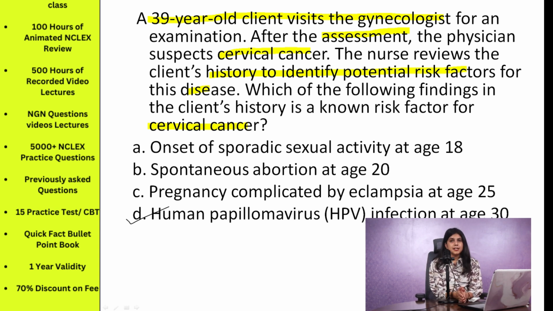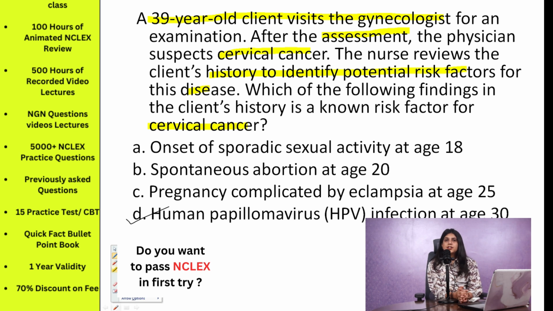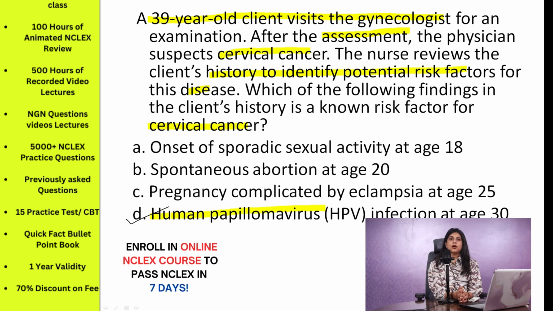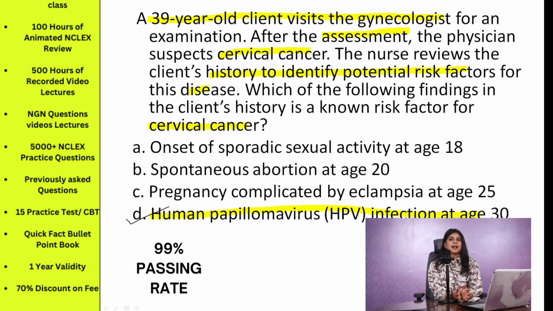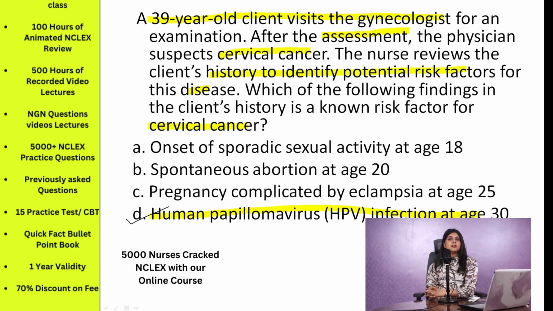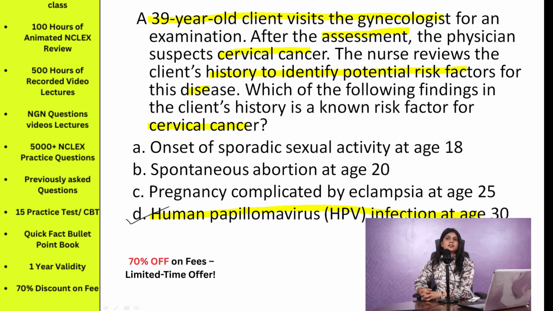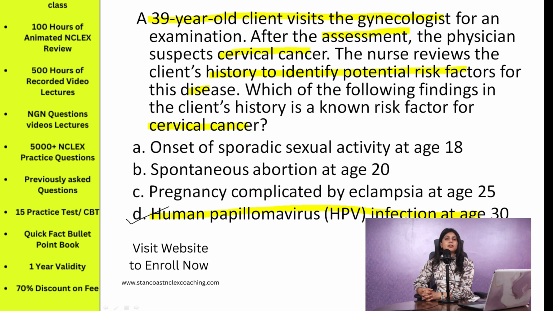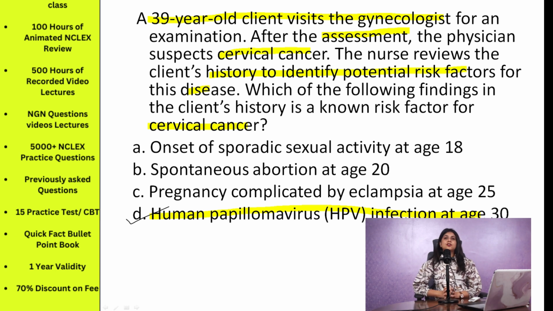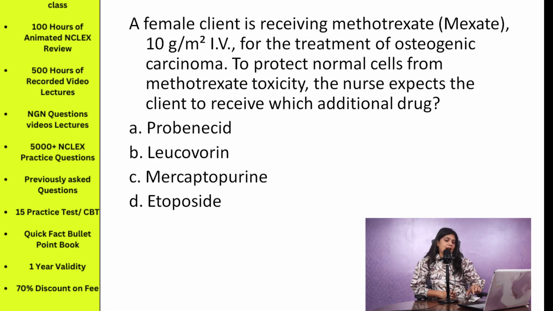Correct answer: D. Human papillomavirus infection is a major risk factor for cervical cancer. Option A. While early sexual activity, especially before age 16, is a risk factor, sporadic activity beginning at age 18 is not a significant contributor. Option B. A history of spontaneous abortion is not linked to cervical cancer. Option C. Eclampsia during pregnancy is not associated with an increased risk of cervical cancer. Now, let's put your critical thinking to the test with this next scenario.